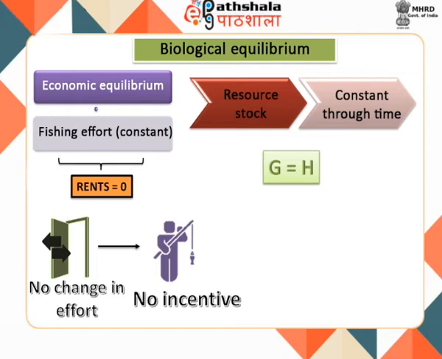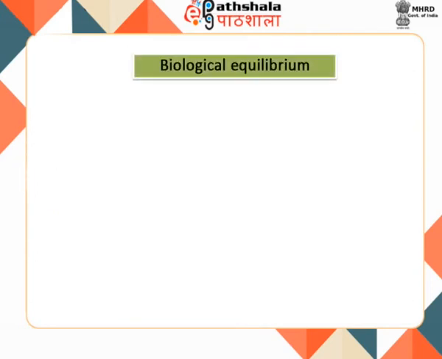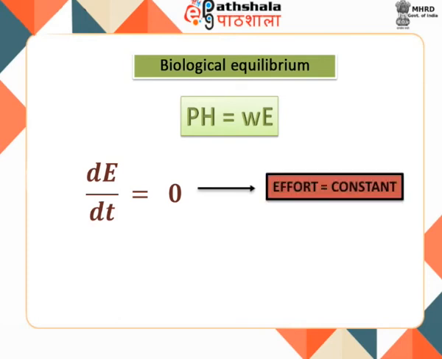We express this by the equation NB equals B minus C equals 0, which implies, under our assumptions, that pH equals WE. Notice that when the condition pH equals WE is satisfied, dE upon dt is equal to 0, and so effort is constant at its equilibrium or steady state level, E equals E star.